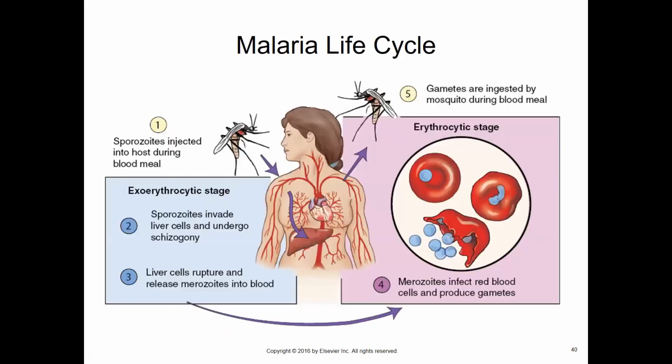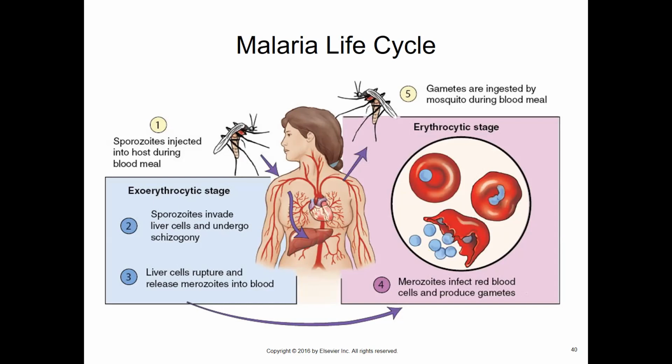So there's your life cycle. First, these sporozoites are injected into the host. The insect bites you and starts to feed on your blood, and while it's doing that, it's injecting the sporozoite into your blood. The sporozoite then invades the liver cells and undergoes something called schizogony.